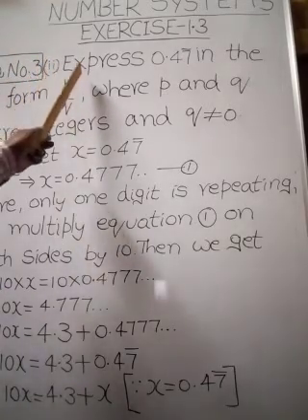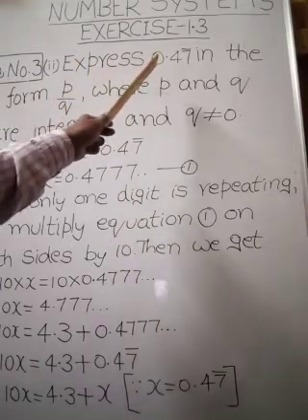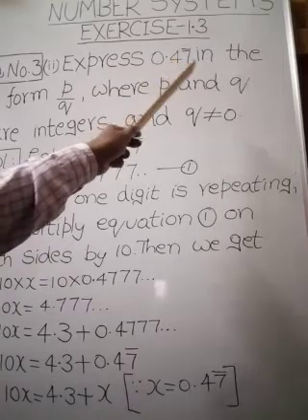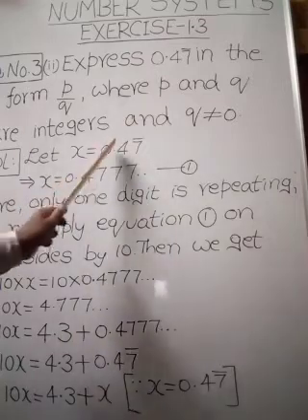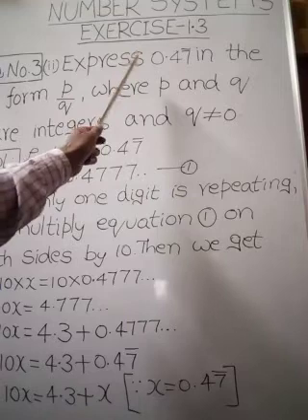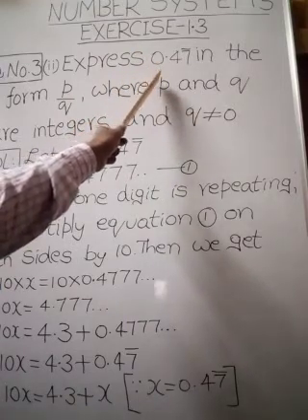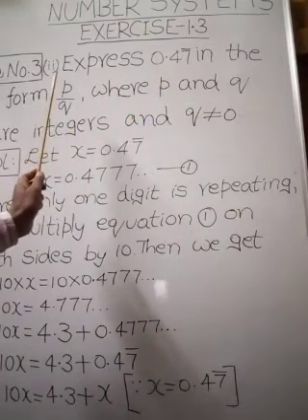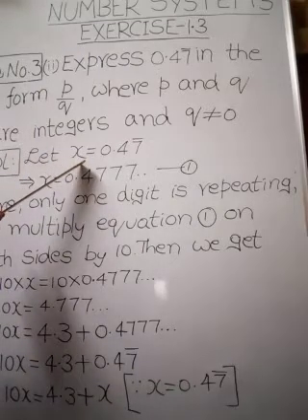Now come to the next question. Express 0.47 bar, where 7 is repeating, in the form p by q, where p and q are integers and q is not equal to 0. We have to write this non-terminating repeating decimal number in the form of p by q. Understood the question, my dear children? Right. So we follow these steps.